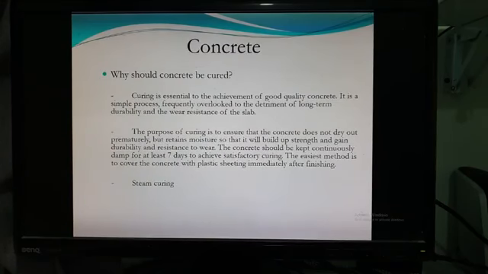So why does it need to be cured? Because we want to achieve a good quality of concrete. So a good quality concrete does not only depend on the grade, does not only depend on the workmanship, but it also depends on the curing process. As we know, concrete work is a wet type of construction.